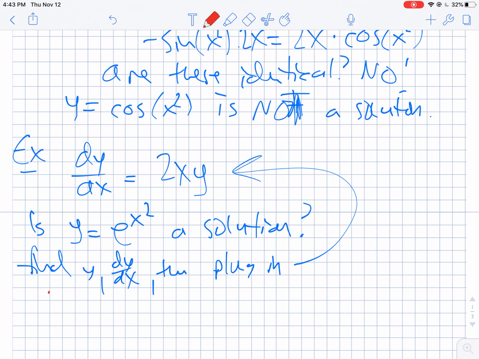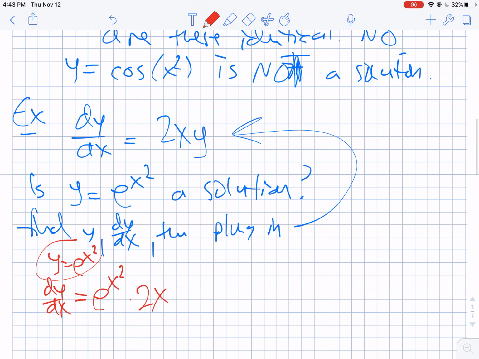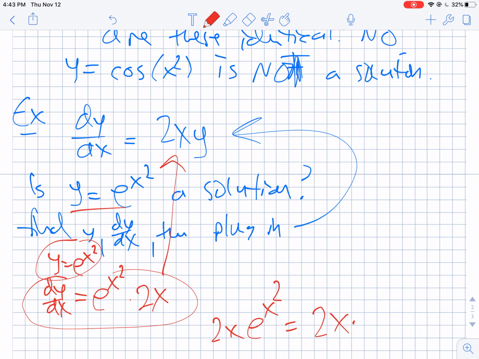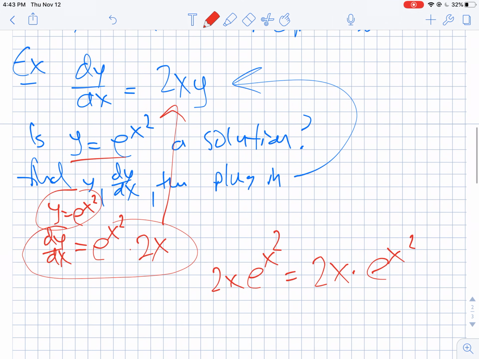All right, so if my y is e to the x squared, the derivative of that, of course, is just e to the x squared, and then by the chain rule, we'll multiply by 2x. So when I plug this in for y and this in for dy/dx in my DE, I get 2x e to the x squared equals 2x times, and then my y was e to the x squared. Are those two the same? Yes. So that's what's called a solution. So yes, y equals e to the x squared is a solution.